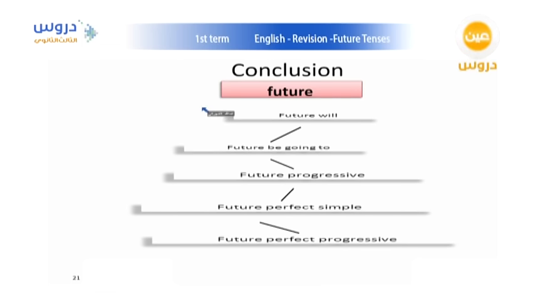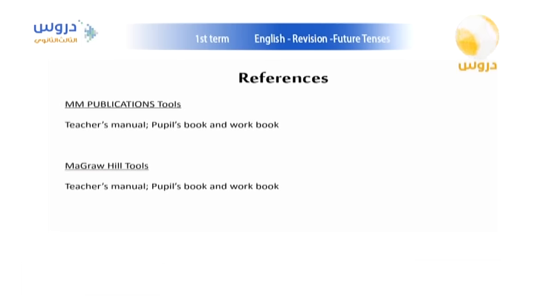So just to revise, we talked about future will, future be going to, future progressive, future perfect simple, and the future perfect progressive. And we did some exercises.